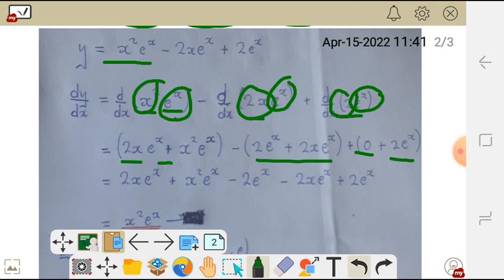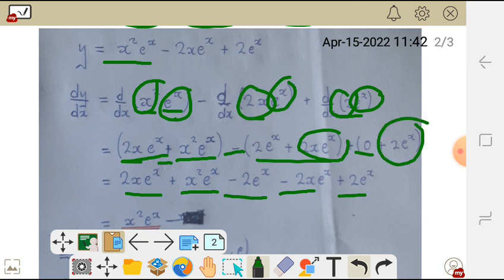Then from there, we open the brackets. After opening the brackets, this will be 2x e to the power x, and then this one here will be the same, but here we are going to have a negative multiplied by 2e to the power x, which gives negative 2e to the power x, and then this one here is a positive multiplying with that negative there. We are going to have negative 2x e to the power x here, and then from there, this one will be plus 2e to the power x.